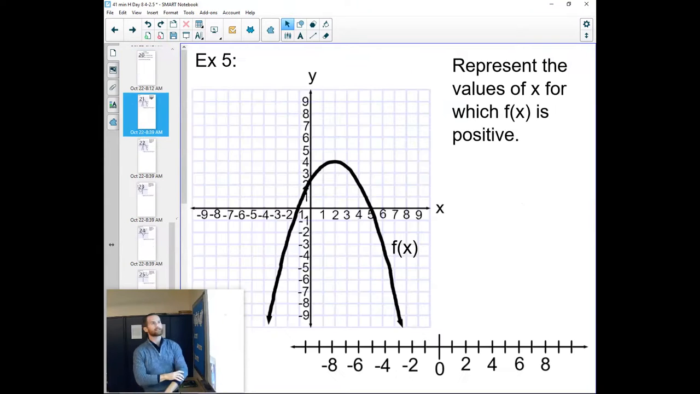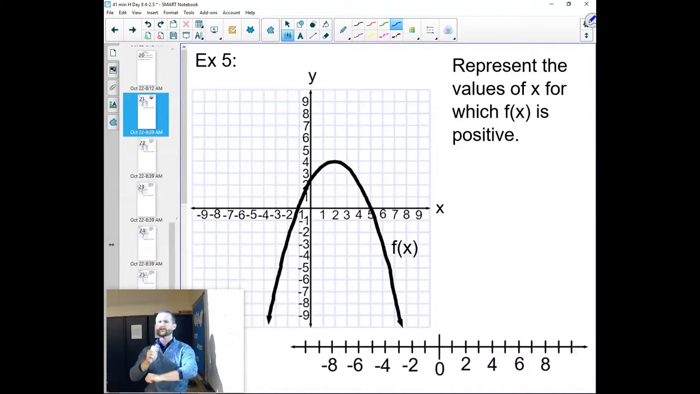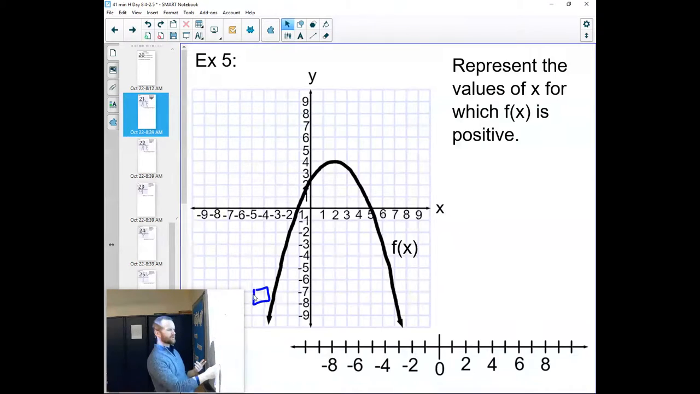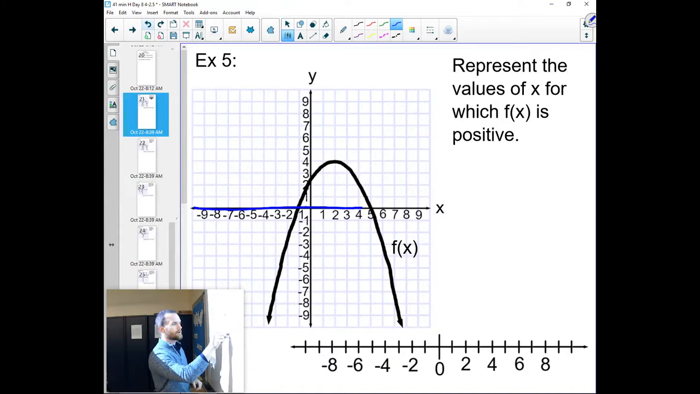All right, let's take a look at our next example. So we're going to represent the values of x for which f of x is positive. We're not talking about increasing or decreasing anymore, so we don't need to imagine a roller coaster car going from left to right. What we need to do is focus on the x-axis and ask, what part of the function is going to be above the x-axis? Hopefully you're saying, it's this part right there. That's the only part of the function that's above the x-axis, which means it's the only part where the f of x values, the range values, will be positive.